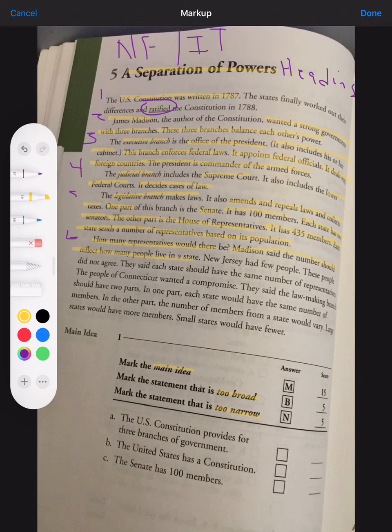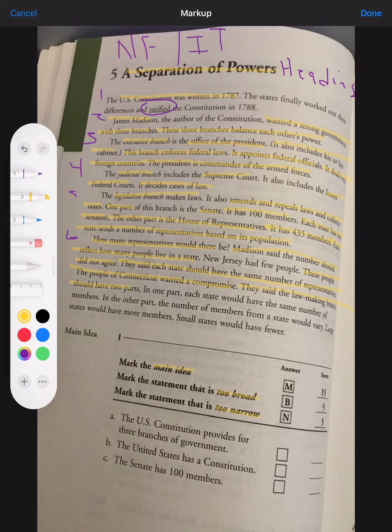The people of Connecticut wanted a compromise. They said the lawmaking branch should have 2 parts. In one part, each state would have the same number of members, which is the Senate. In the other part, the number of members from each state would vary, which is the House of Representatives. Large states would have more members. Small states would have fewer.